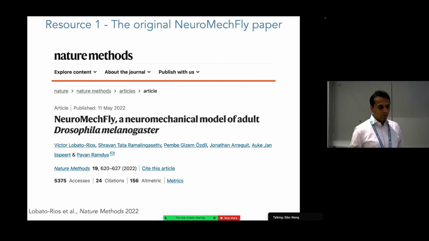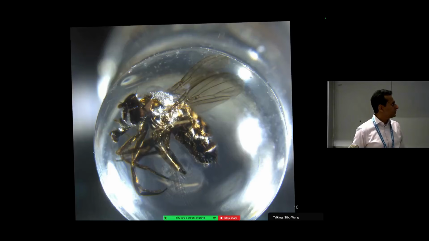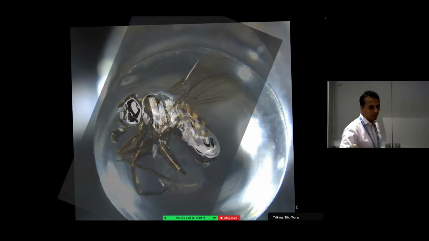So the first resource that I would refer you to is the original NeuroMechFly paper in 2022. This is the work that first defined our body model, led by Victor Lobato-Rios, a PhD student in my laboratory. What that entailed was taking a real fly, embedding it here, and then performing a CT scan of the fly.